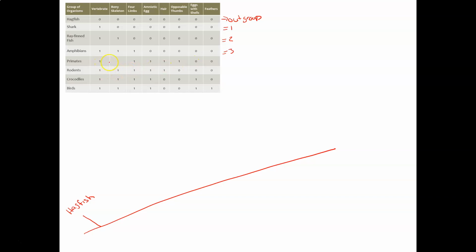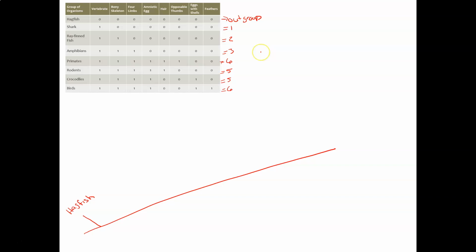My primates have 1, 2, 3, 4, 5, and 6. My rodents have 1, 2, 3, 4, and 5. My crocodiles have 1, 2, 3, 4, and also 5. And then my birds have 1, 2, 3, 4, 5, and 6.